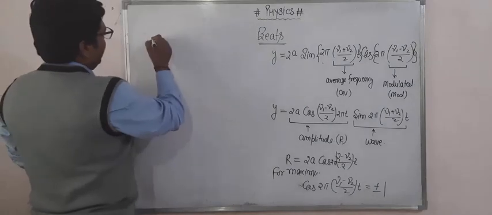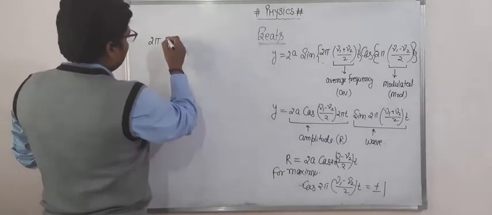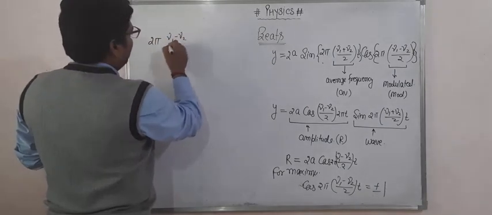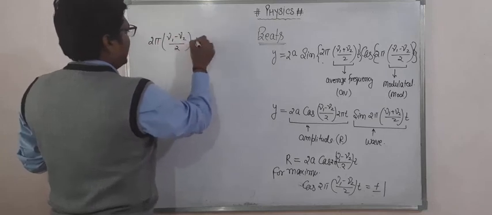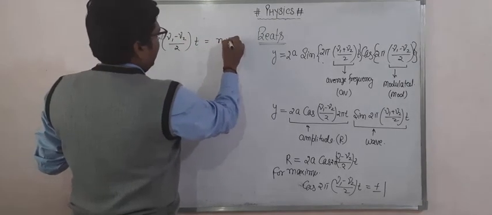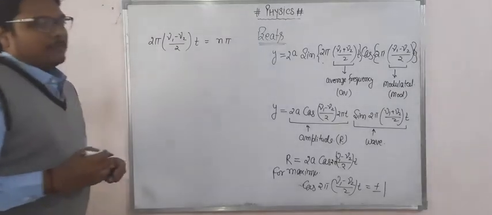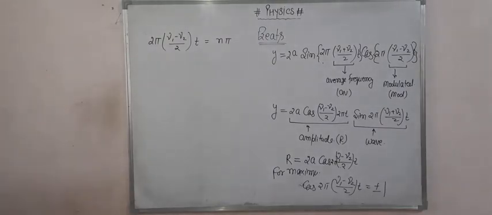So 2 pi (nu1 minus nu2)/2 into t gives you n pi, where n equals 0, 1, 2, 3 and so on. When n equals 0, you get 0. When n equals 1, this is pi. Pi means minus 1. Then again plus 1, minus 1, plus 1, minus 1, alternatingly. Clear?